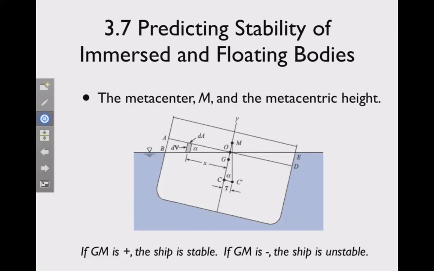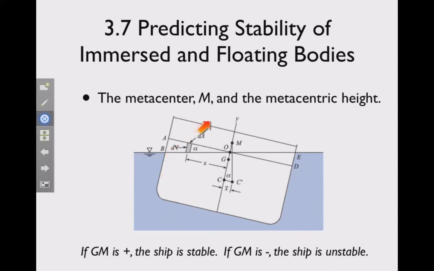So how do we determine whether a ship is stable or unstable? It turns out that we do that through the calculation of what's called the metacenter and the metacenter height. The metacenter height is not shown here, but it's GM. The distance from here to here is the metacentric height, and if that distance is positive, then the ship will remain stable.